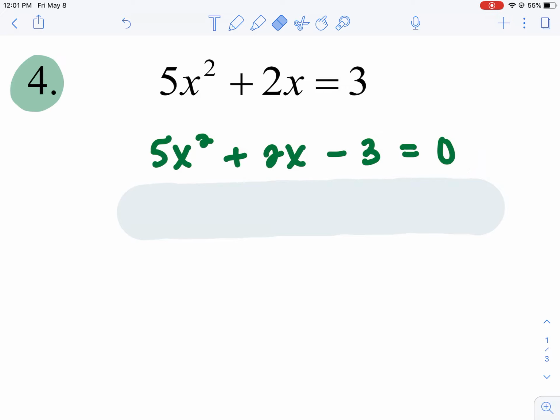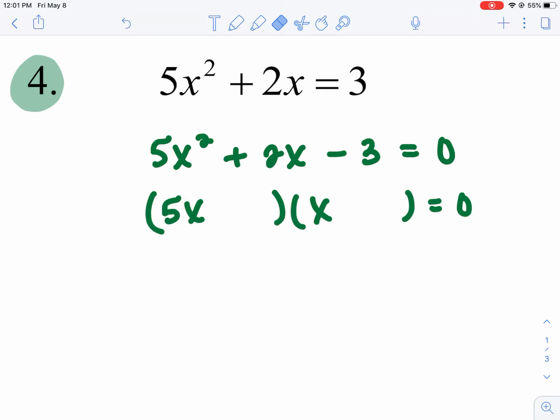You subtract that 3, move it over to where everybody else is, and we've got 5x squared plus 2x minus 3 equals 0. All right. Now, we need to find our two binomials that are going to multiply to give us that trinomial. And this is a nice example, even though, yes, we don't love ones that have a leading coefficient that's not 1, because it makes it a little trickier.